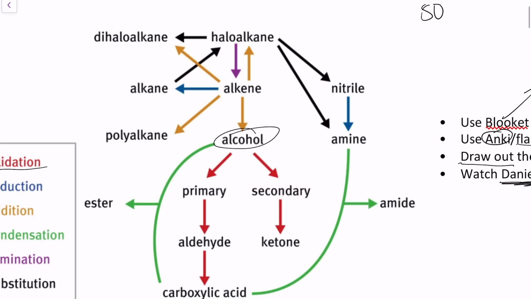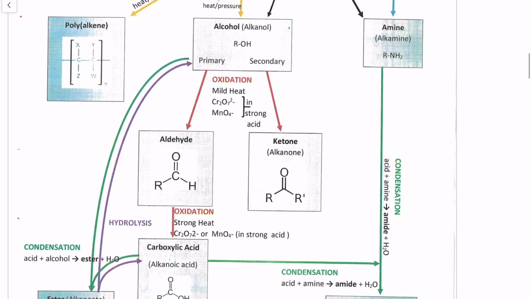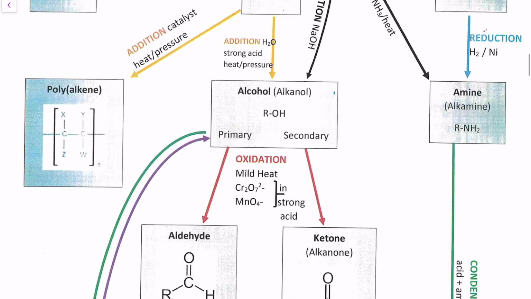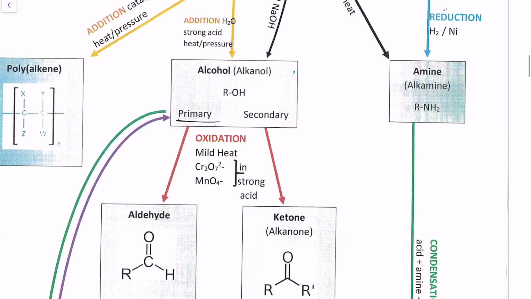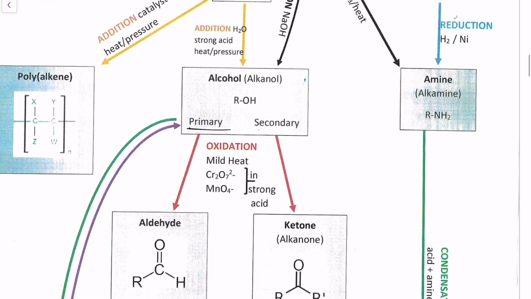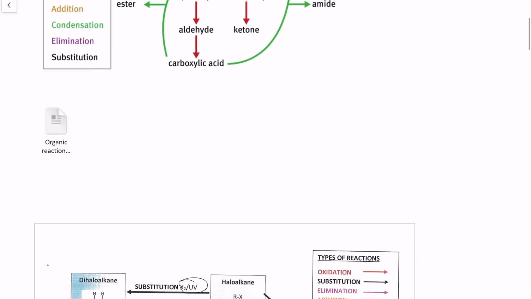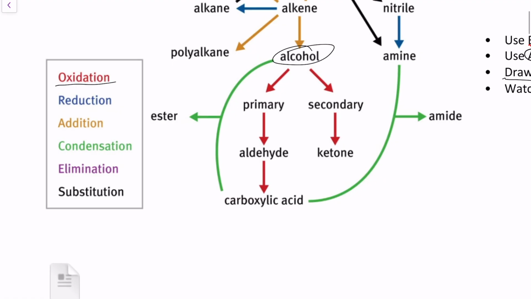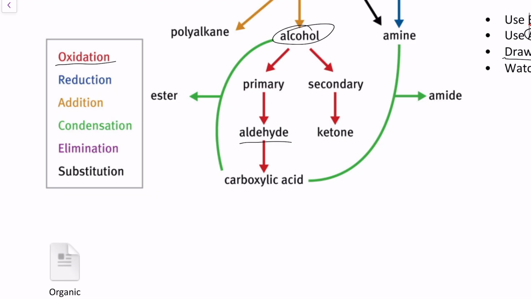So when I mean draw out, I mean literally just draw out the chemical structure for a primary alcohol and a secondary alcohol, and then do that for everything else as well. Okay, so primary alcohol, we oxidize it, that becomes an aldehyde. And then we oxidize that again, and we have a carboxylic acid.